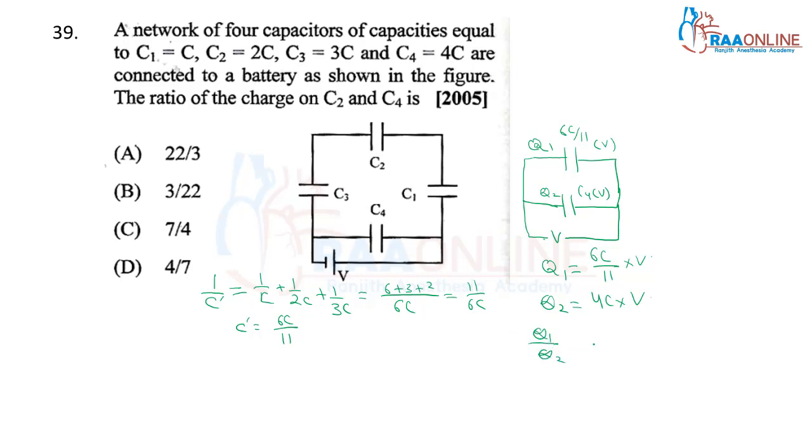So what answer are we getting? We will cancel out 6C by 11 divided by 4. We are putting 2 twos, 2 threes, and C will also cancel out. So what are we getting? 3 is to 22. So we will go with option B.